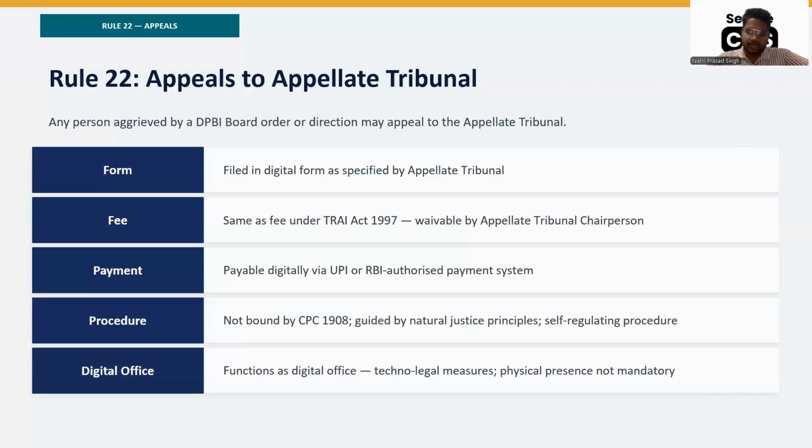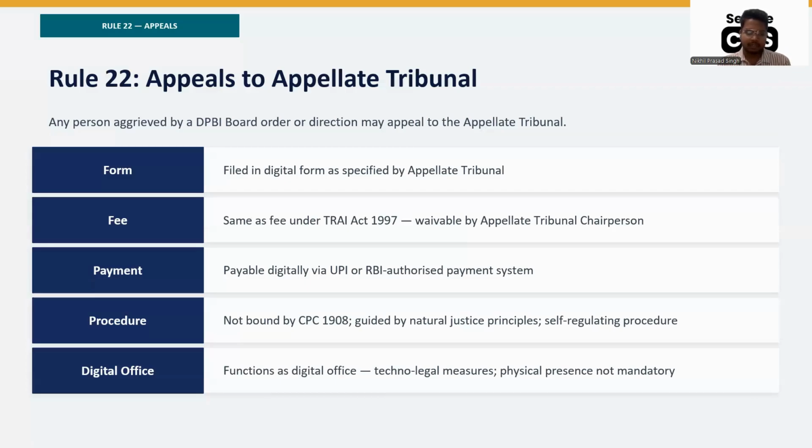Physical presence is not mandatory in those hearings or procedures, and it will have its own powers. It will act under the Civil Procedure Code, CPC, in terms of evidence, hearing and filing, but they are not bound by it. They have their own rules and their own filing procedure, and they are bound by the natural justice principle.